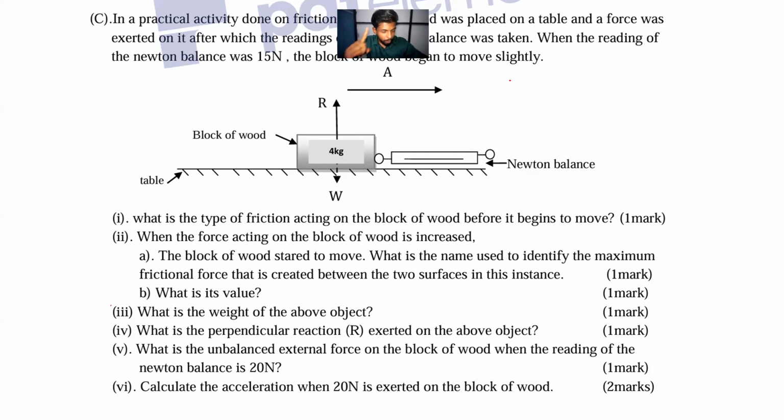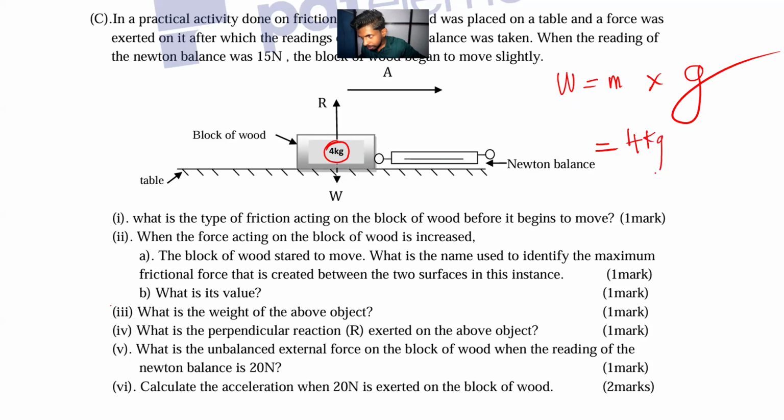Question number 3. They are asking the weight. You know how to calculate the weight. It's an easy question. Just be calm. You know the equation for the weight: weight is equal to mass into gravitational acceleration. Here, the mass is 4 kilograms, and gravitational acceleration is always 10 m/s². So the answer will be 40 Newton.